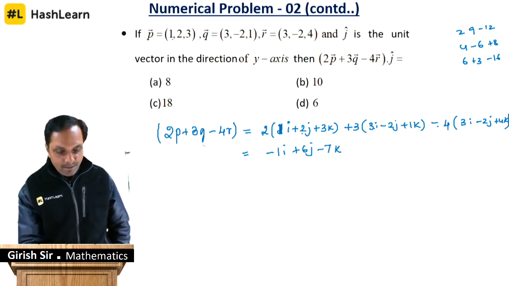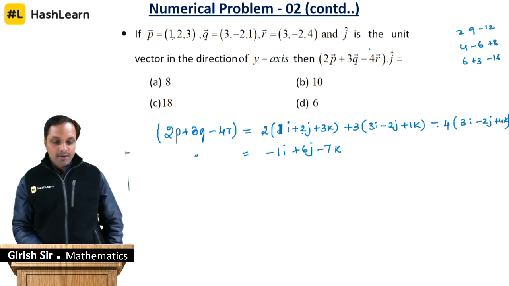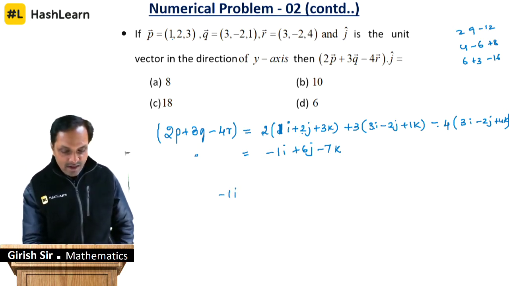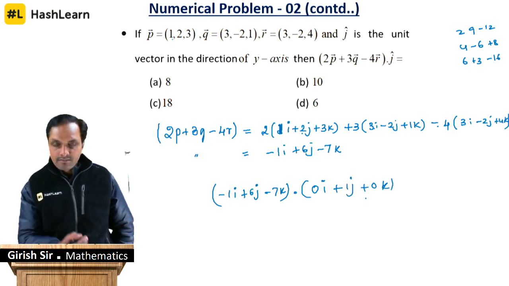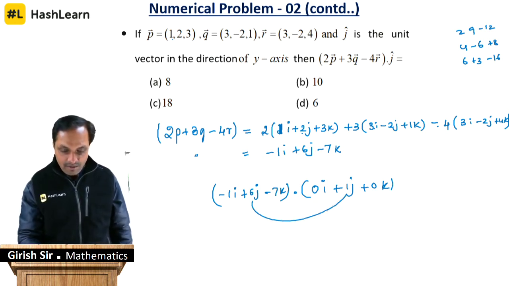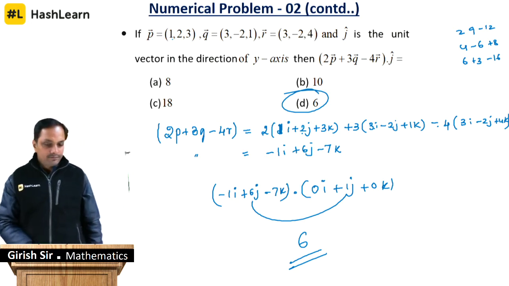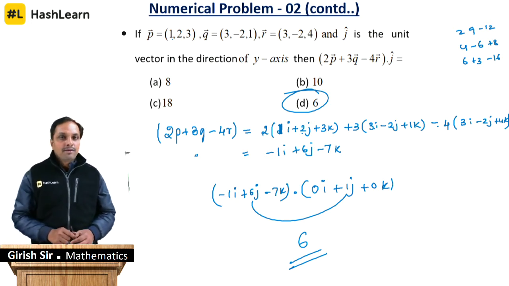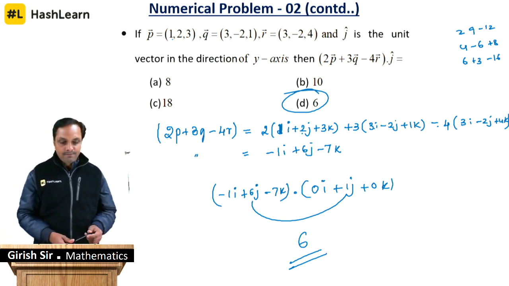So now what do you have to do? You have to dot with j. So to dot minus 1i plus 6j minus 7k with j, you have to take 0i plus 1j plus 0k, or else just multiply the j term with the j term. So the remaining part will be 0, j with j will give you 6, and 6 is matching in option D. So the answer is 6, option D.